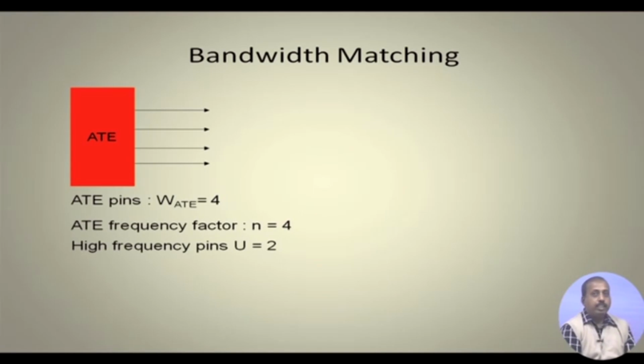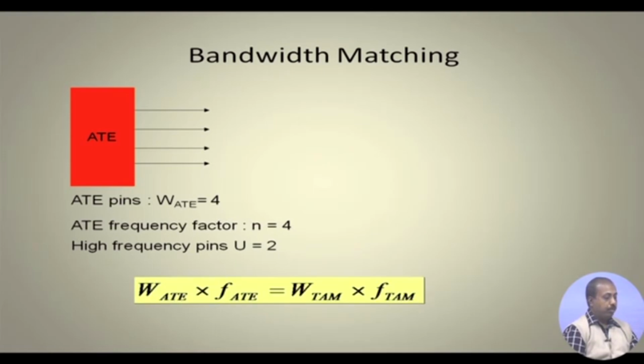So WATE equal to 4, the width of the ATE is equal to 4, and the ATE frequency factor n equal to 4. Frequency factor means, compared to the core, what is the high frequency rate for the ATE. So the ratio of the 2 frequencies is 4. The ATE is working 4 times faster than the core for testing purposes, and the number of high frequency pins u equal to 2, which we have just seen.